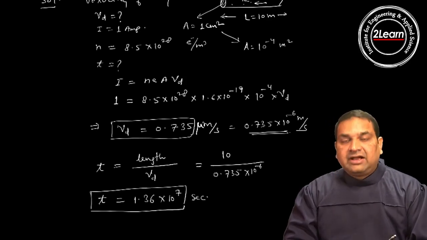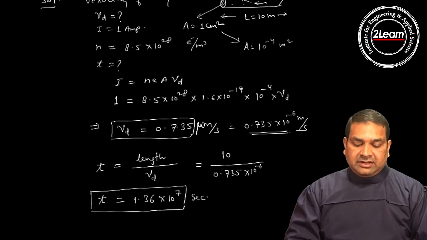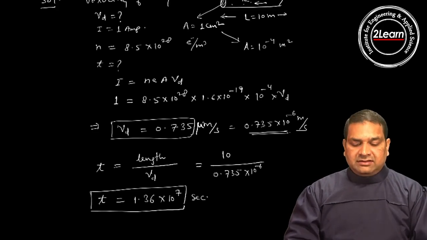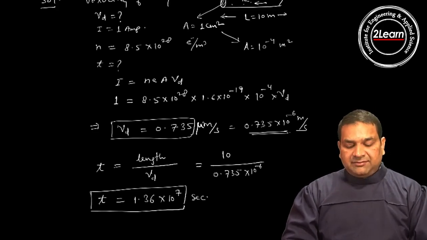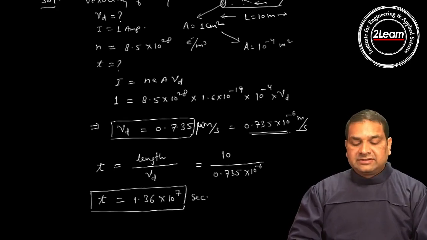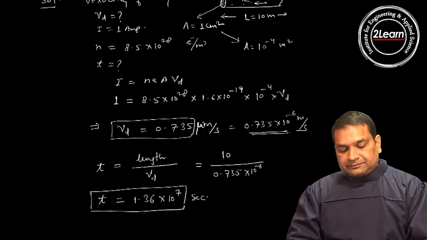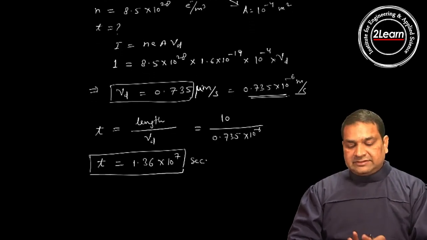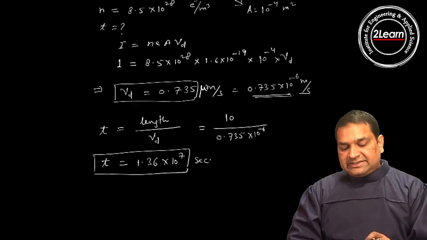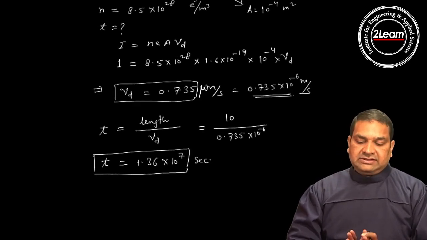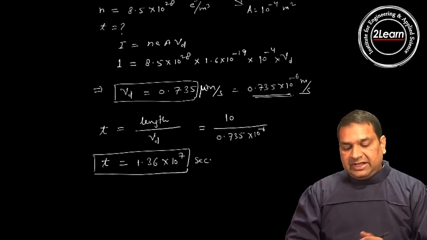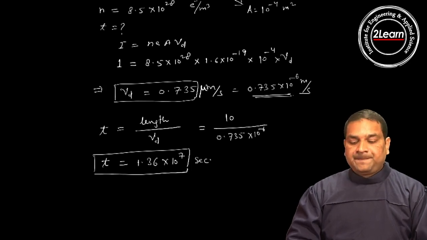So this time is very high. I am not focusing on the value of time because the parameters are given randomly. This time is very high, meaning it will take many years. 10 raised to power 7 is a very big quantity. But focus on how we have calculated this. This is the way to find out the different parameters by this formula.